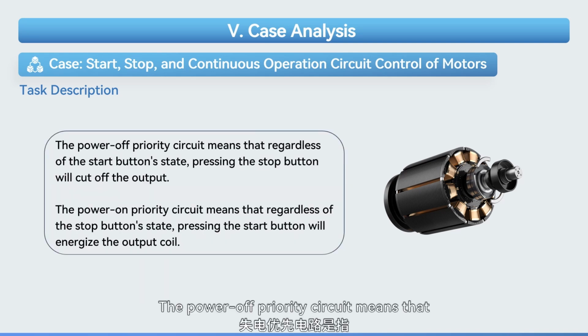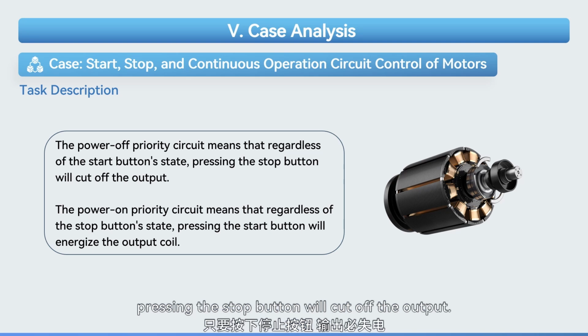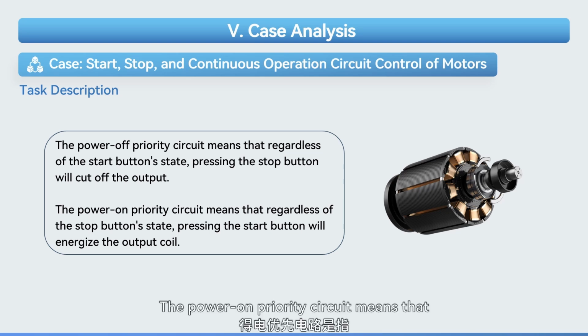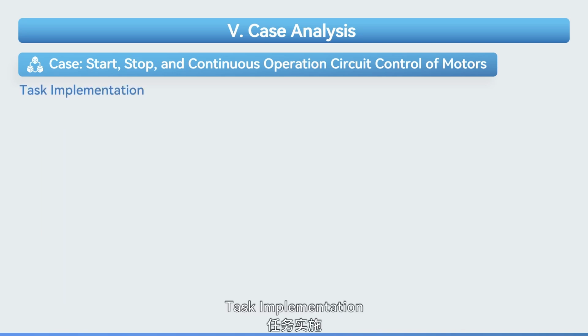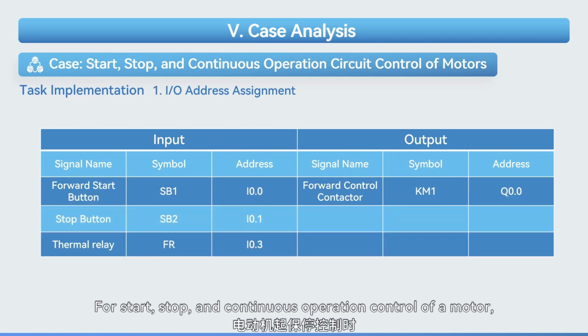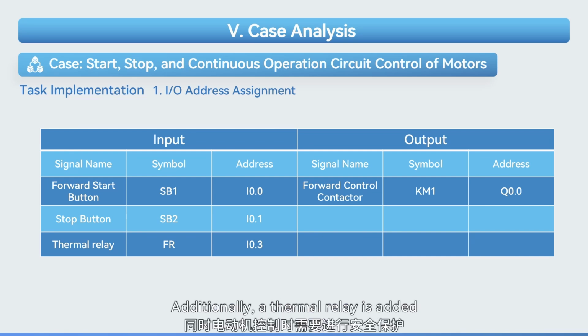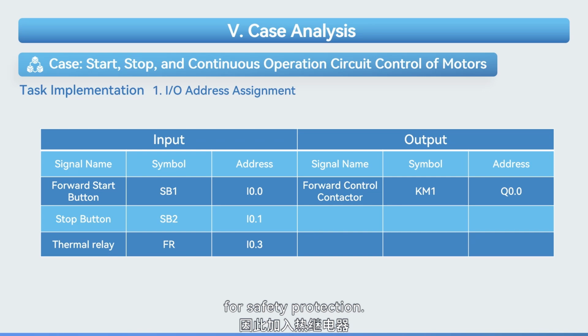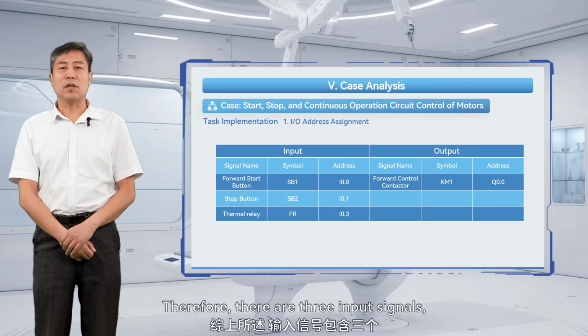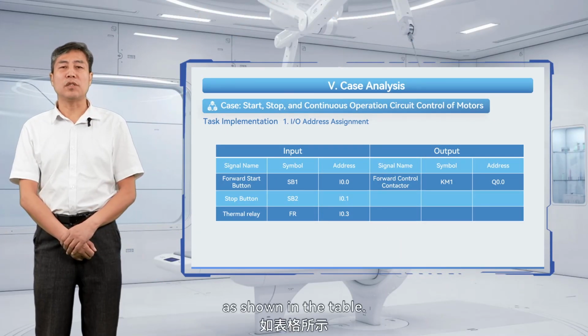The power-off priority circuit means that regardless of the start button's state, pressing the stop button will cut off the output. The power-on priority circuit means that regardless of the stop button's state, pressing the start button will energize the output coil. Task implementation. 1. I/O address assignment. For start, stop, and continuous operation control of a motor, a button is required to start the motor and another to stop it. Additionally, a thermal relay is added for safety protection. Therefore, there are 3 input signals, as shown in the table.